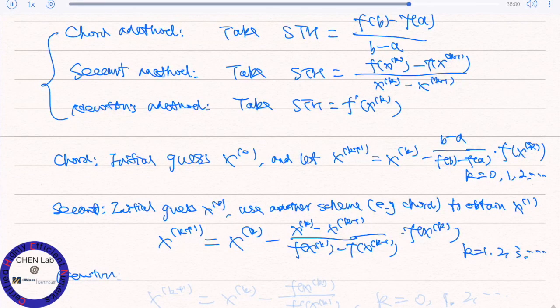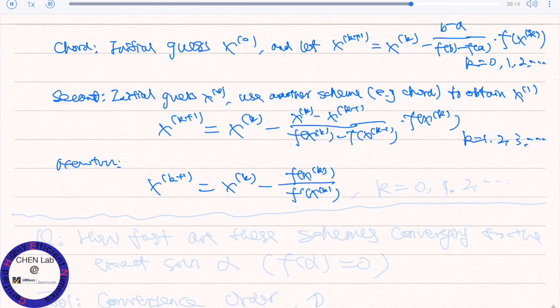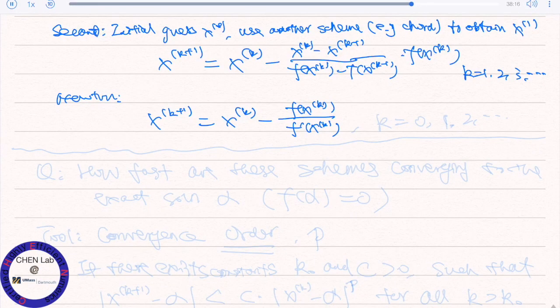For Newton, we have xk plus 1 equal to xk minus fxk divided by f prime xk. That something is f prime xk. Here the k is 0, 1, 2, and so on and so forth.